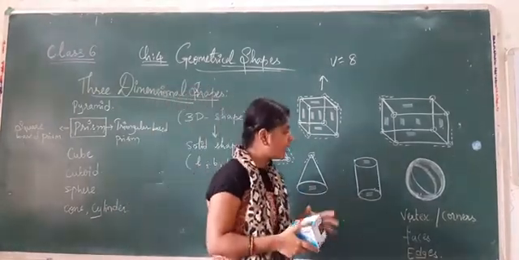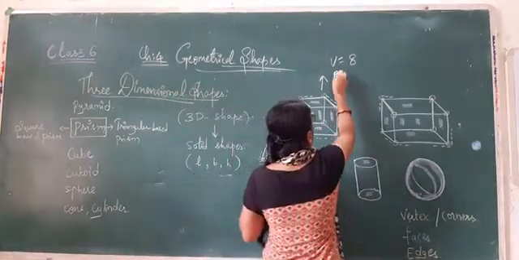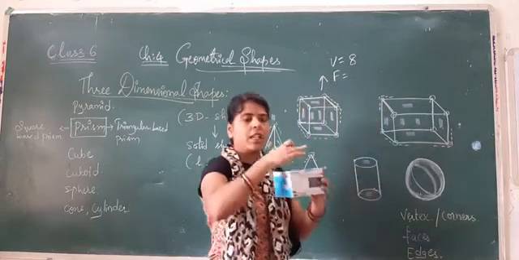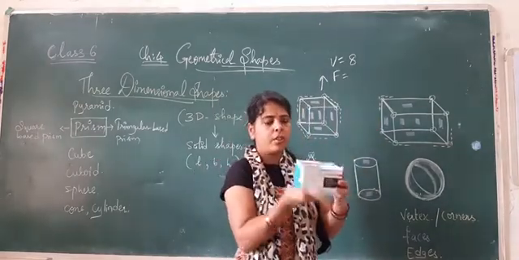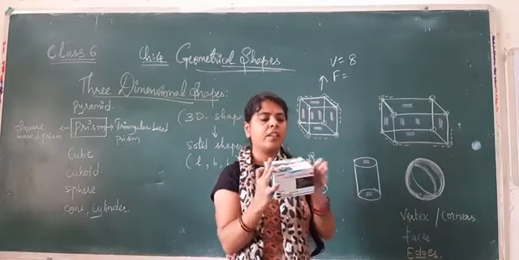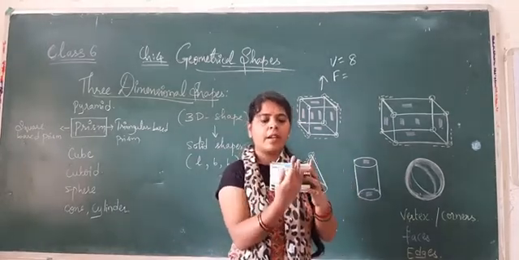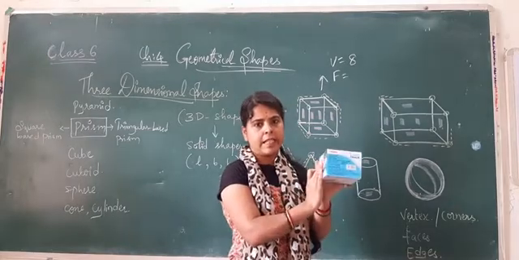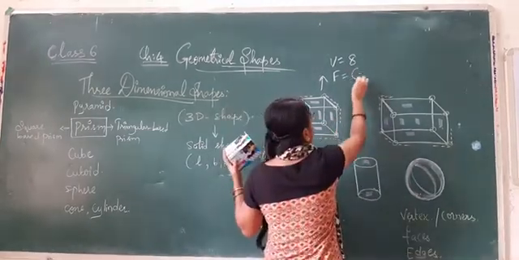Now we will come to the next, faces. How many faces are there? You can see here the top one and the bottom. 1 face, 2 face, and the right and left, 3 face, 4 face, front and back, 5 and 6. So you got 6 faces.